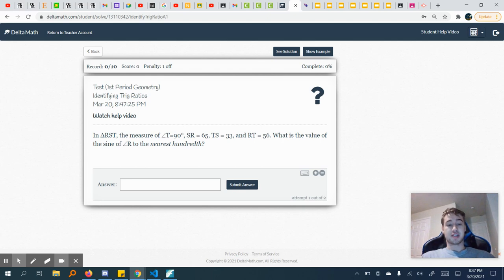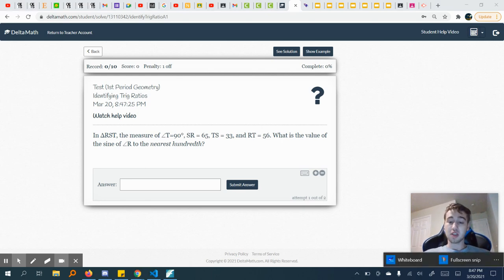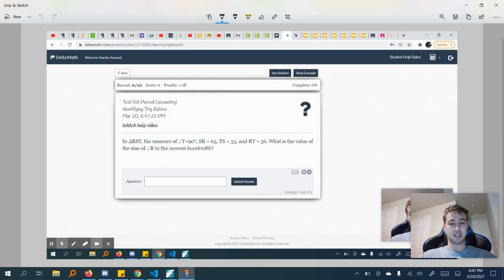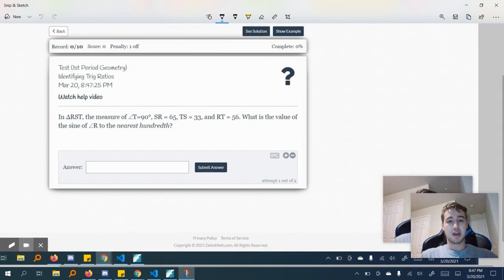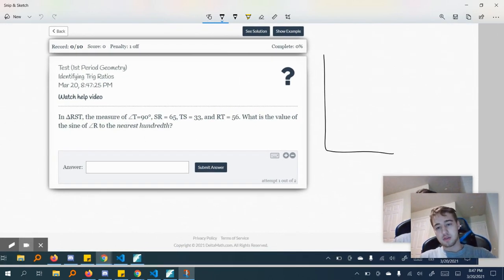So in triangle RST, here are some of our measurements. What is the value of sine R to the nearest hundredth? The first thing we need to know about this is T is 90 degrees, meaning we have a right triangle on our hands. That means in a right triangle, we are going to have the following property. It's called SOHCAHTOA.